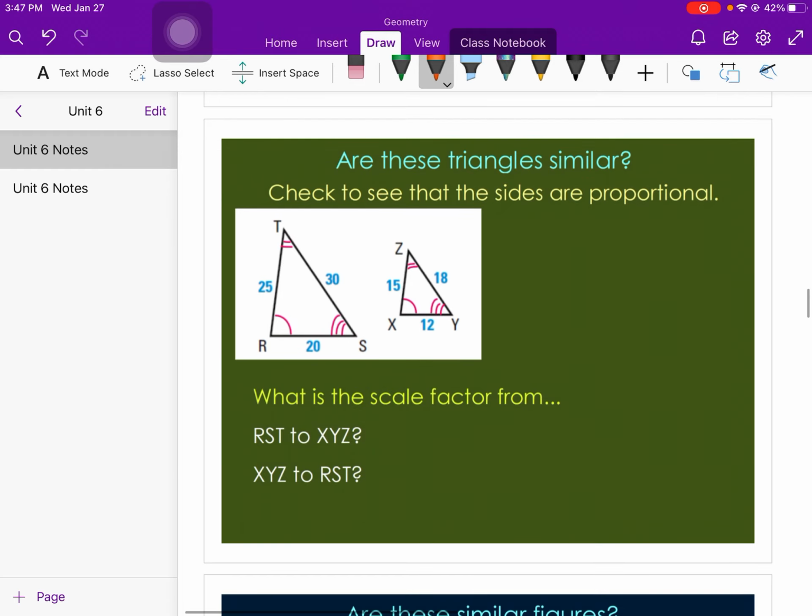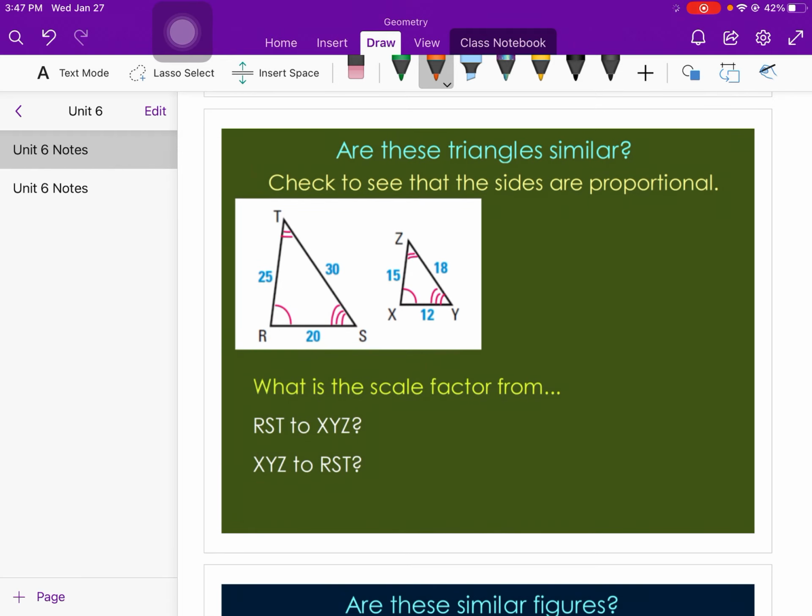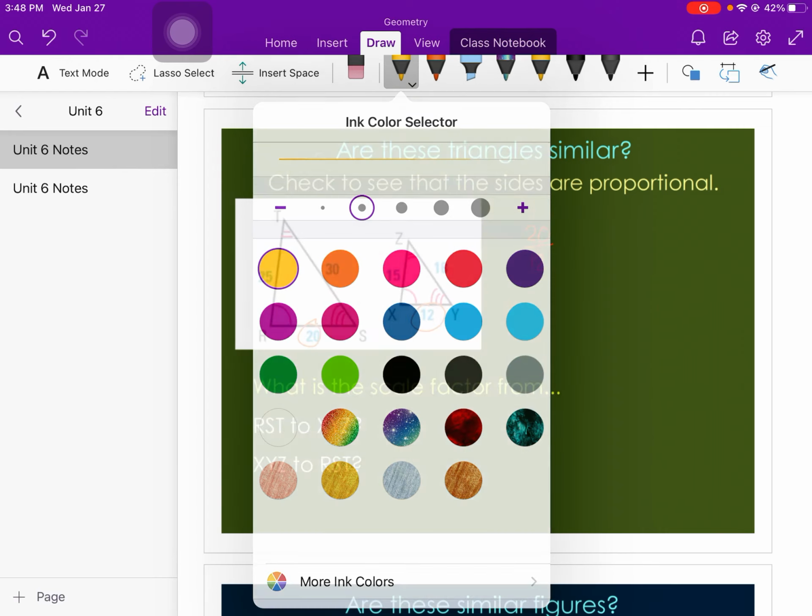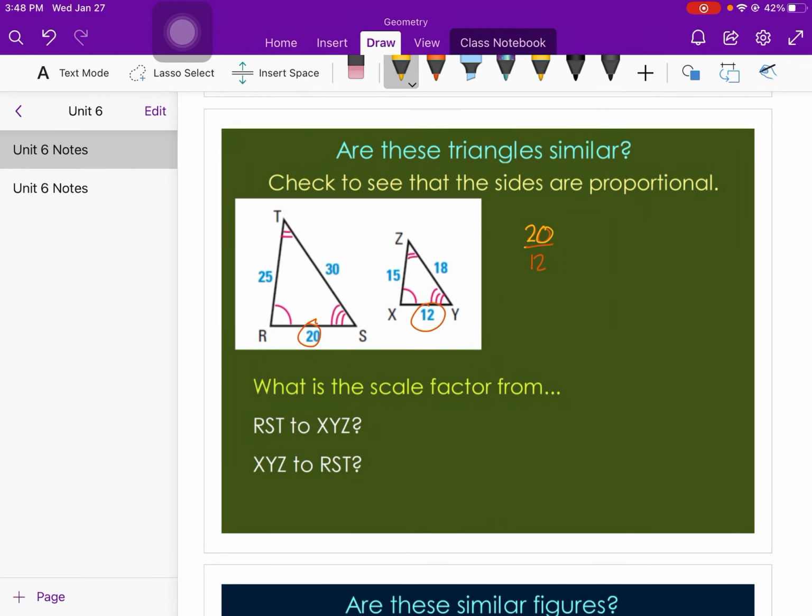Now we actually have some numbers to test this out. So what we do, assuming that the angles are all the same, because they're marked here, the corresponding side to 20, the bottom piece, is 12. So we're going to put 20 over 12. That has to be the same as 25 over 15. And that has to be the same as 30 over 18.